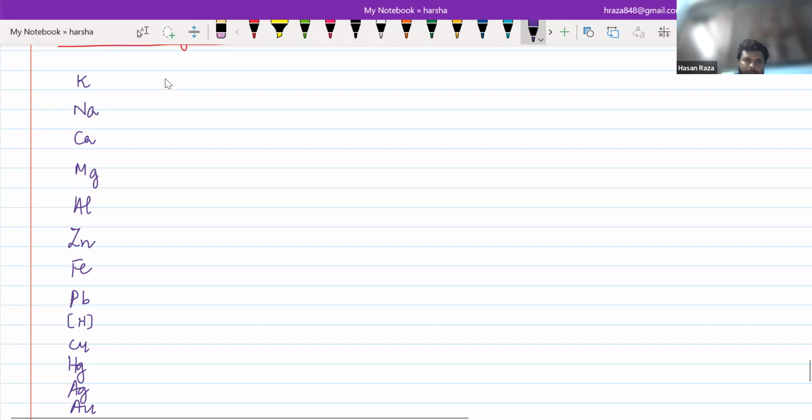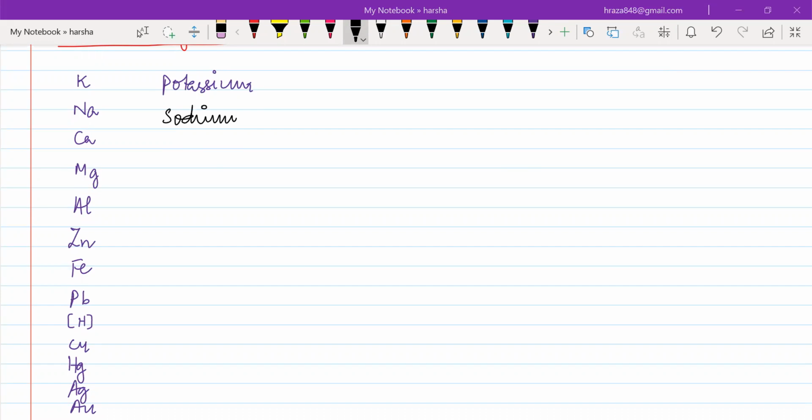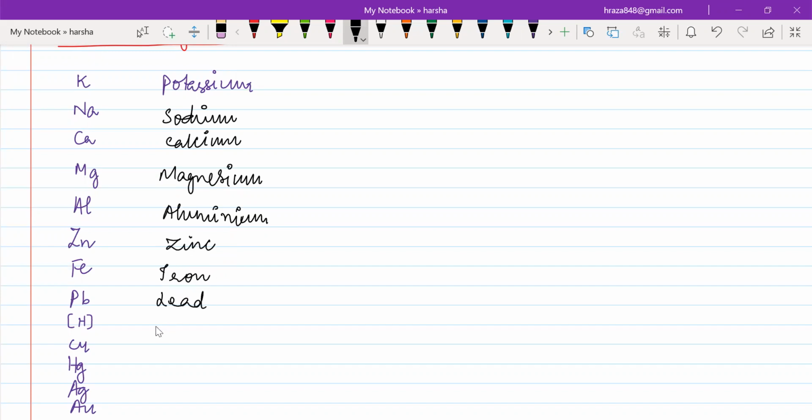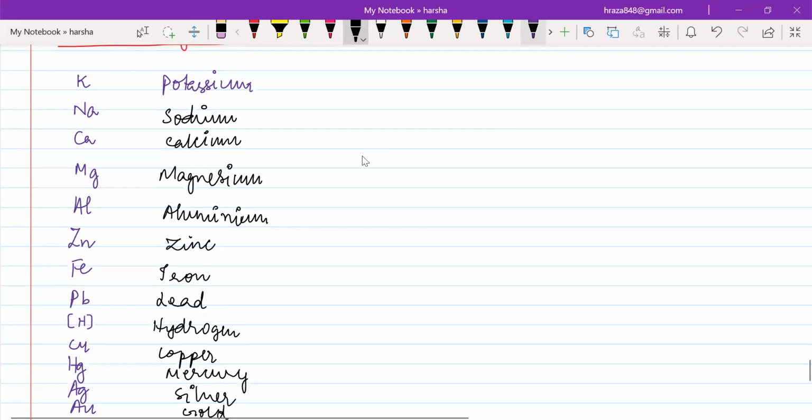I'm going to write its names also. Please write with me. Potassium, sodium, calcium, magnesium, aluminium, zinc, iron, lead, hydrogen, copper, mercury, silver, and then gold. So basically, it is in decreasing order.